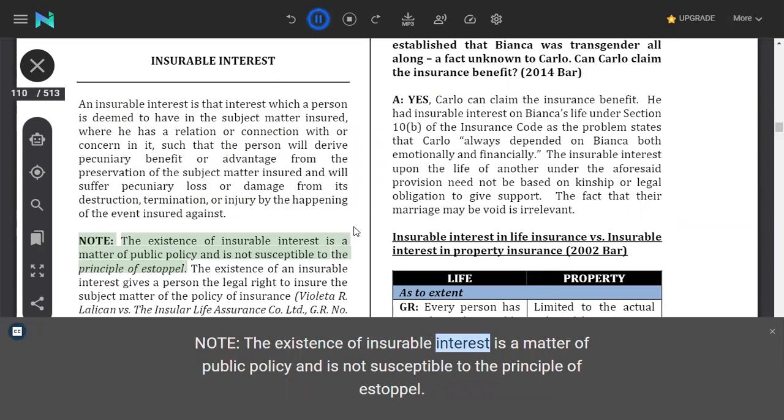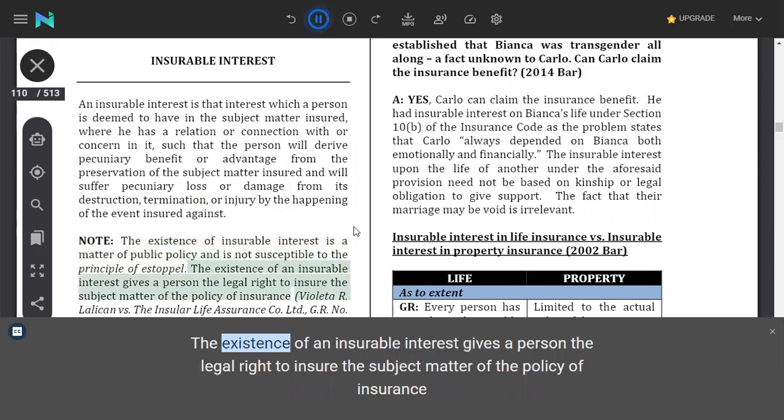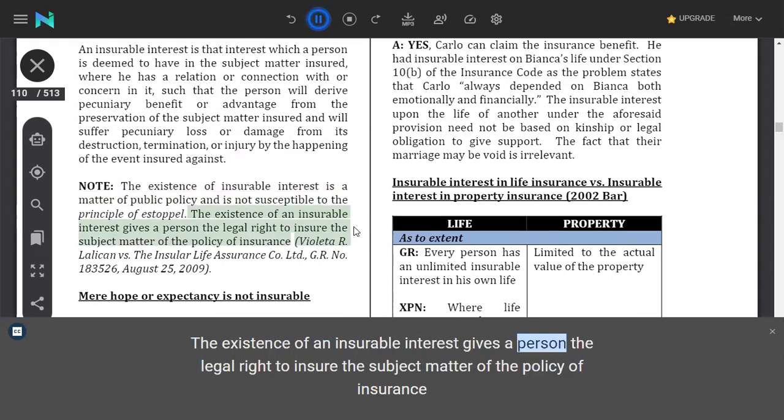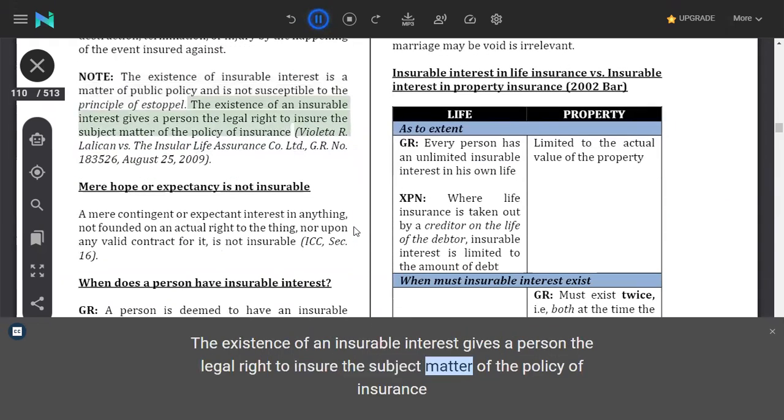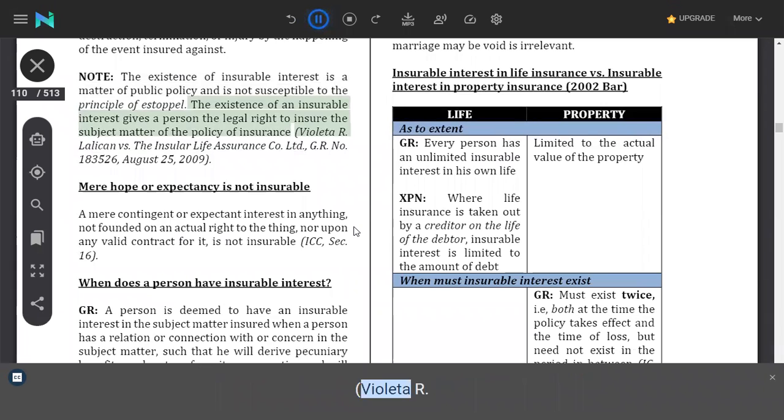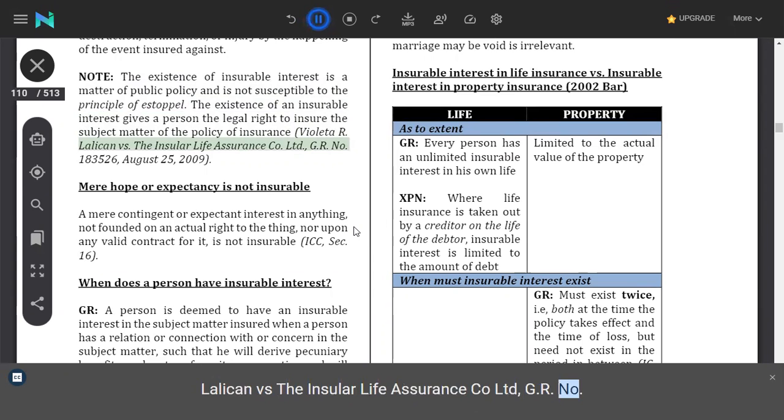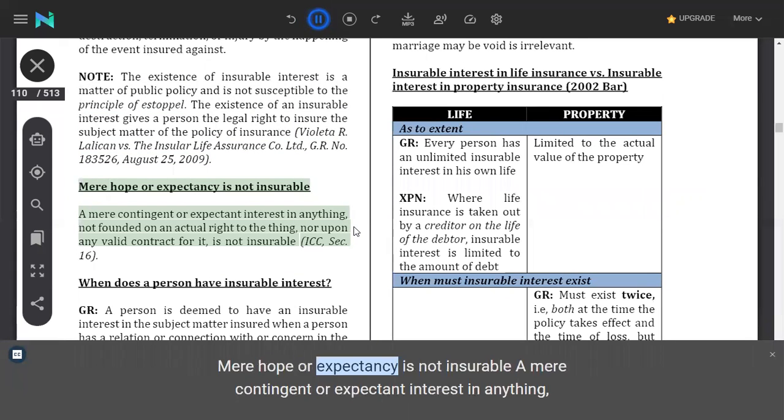Note: the existence of insurable interest is a matter of public policy and is not susceptible to the principle of estoppel. The existence of an insurable interest gives a person the legal right to insure the subject matter of the policy of insurance. Violeta R. Lalican vs. The Insular Life Assurance Co. Ltd., G.R. No. 183526, August 25, 2009. Mere hope or expectancy is not insurable.